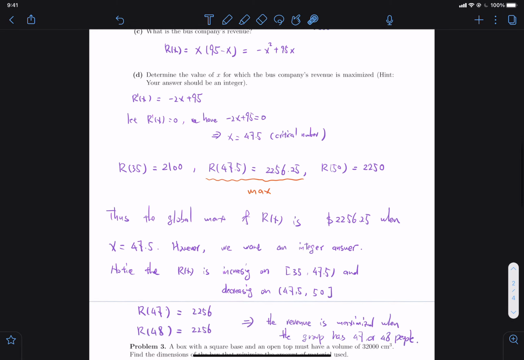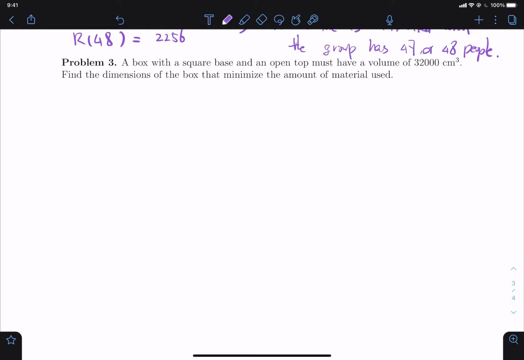That is problem 3. We have a box with a square base and an open top that must contain a volume of 32,000 cubic centimeters. Okay, so here the volume is fixed, right? Find the dimensions of the box that minimize the amount of material used. So let's draw a diagram first. A box like that.